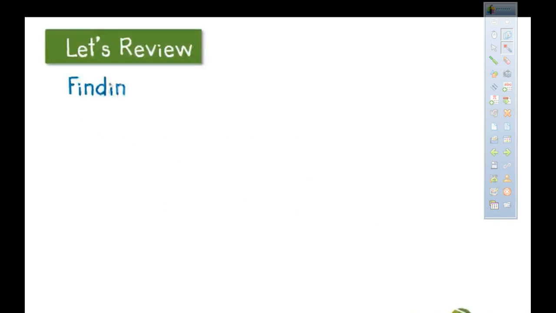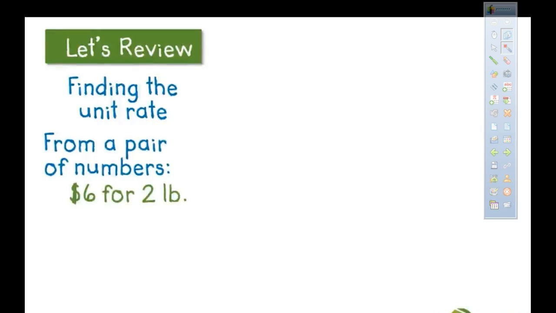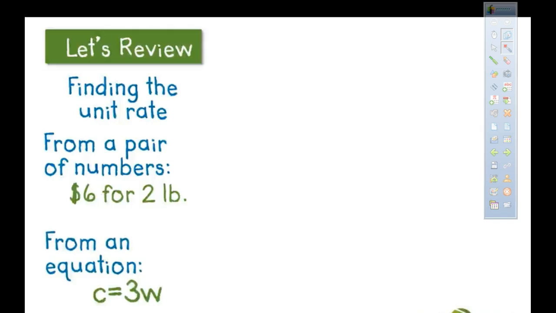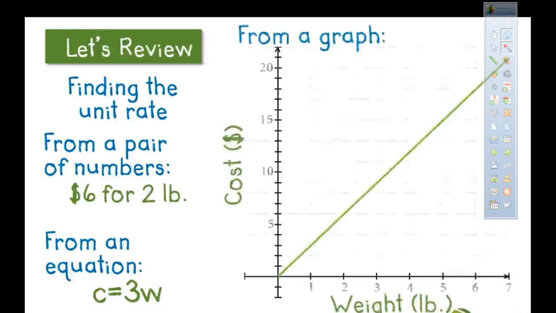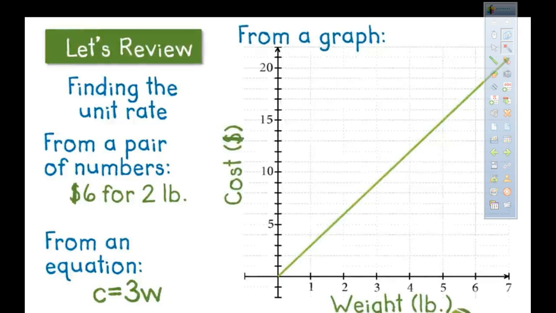So we're always going to look at what the unit rate is. Let's review what we know about finding a unit rate. We know that if you have a pair of numbers, like $6 for 2 pounds, you can divide and get $3 per pound. We know that from an equation for a proportional relationship like C equals 3W, the number in the equation is the unit rate, so 3 here would be the unit rate. And we know several ways to find the unit rate from a graph. One of the easiest, when it's possible, is simply to find 1 on the x-axis. In this case, 1 pound corresponds to $3, so the unit rate is $3 per pound.